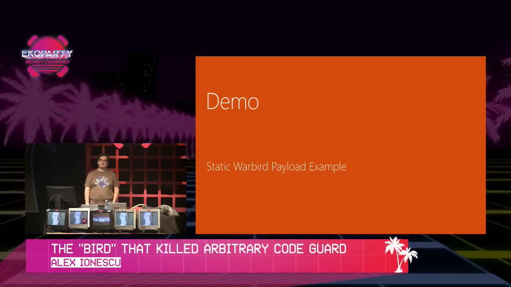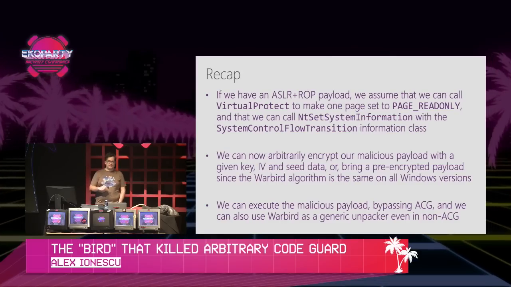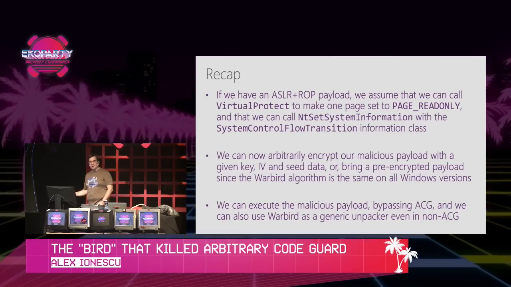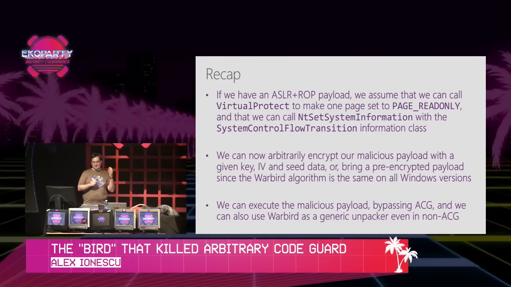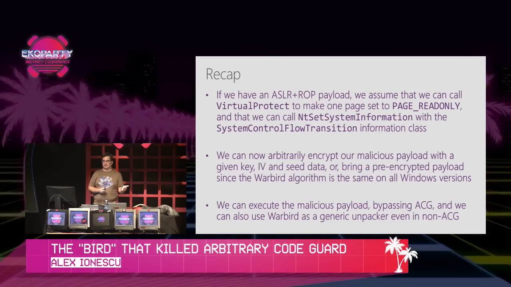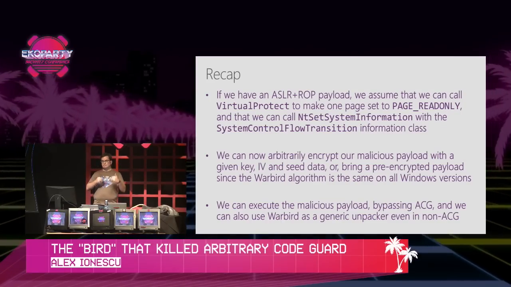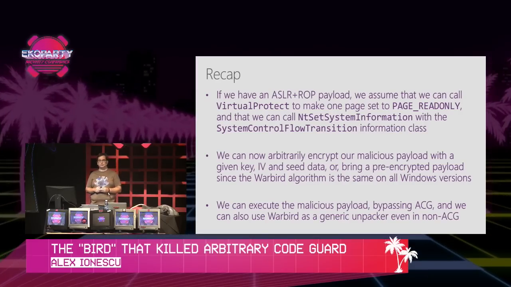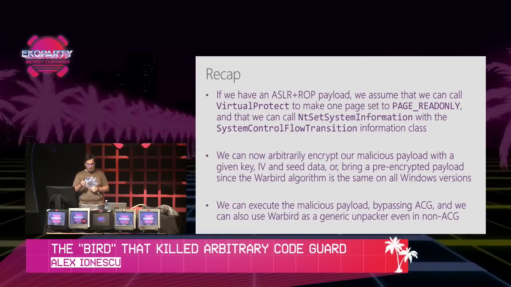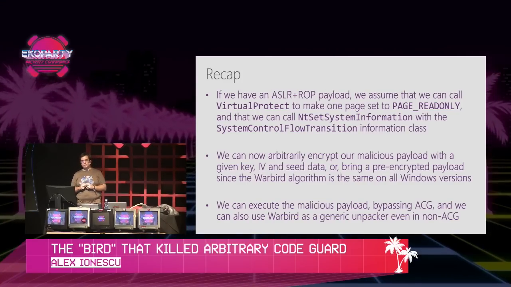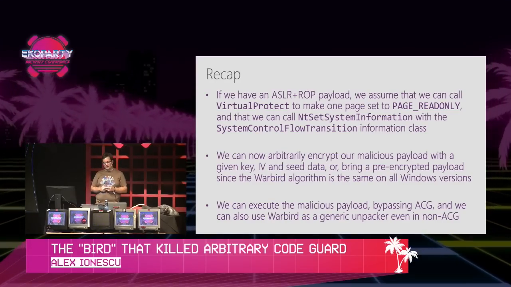And I'll give you a sample of basically how this looks. So the idea is, I've bypassed ASLR, I have ROP, right? Our basic assumption is we have these two tools available. I only need to call virtual protect once to make something read-only. So I just find some memory somewhere, put my encrypted payload in there, call virtual protect to make it read-only. Then using, again, ROP and ASLR, call NtSetSystemInformation with this new undocumented Warbird class, and now I can execute the code that's there.